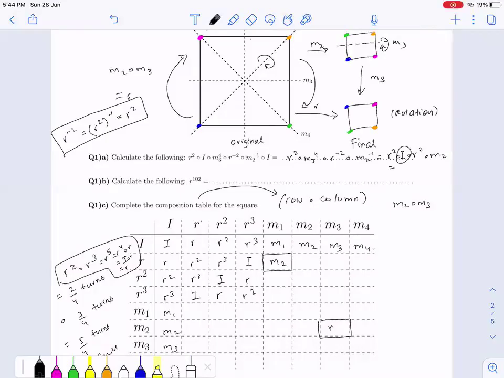So again, you can get rid of the trivial reflection. This would give you r4 composed with m2. But then again, r4 is 4 times 1/4 rotations, which is the 360-degree or trivial rotation. So that's trivial. And then trivial composed with anything is the same thing itself. So this would be m2.